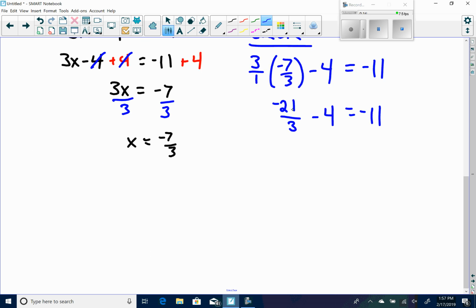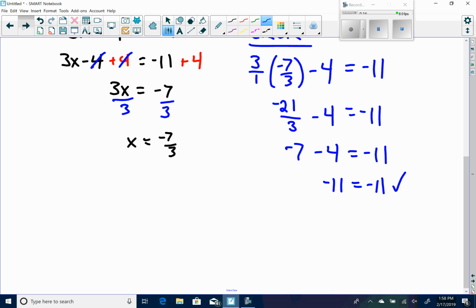Then I'm going to go through and simplify this. Negative 21 divided by 3 is going to give me a negative 7. If I owe 7 and I owe 4, I owe 11. And it matches the negative 11 on the other side.